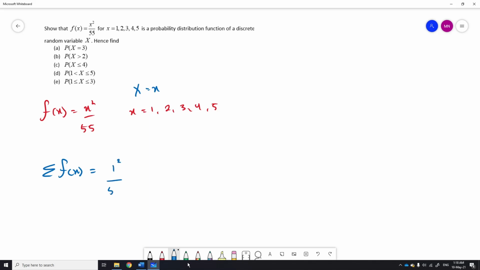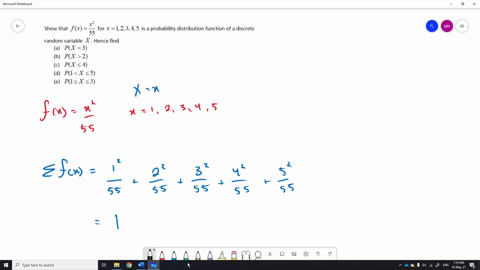1 square over 55 plus 2 square over 55 plus 3 square over 55 plus 4 square over 55 and plus 5 square over 55. And then we calculate this and the total of the function is equal to 1. So from here we can already prove that the probability distribution function is a kind of discrete random variable.